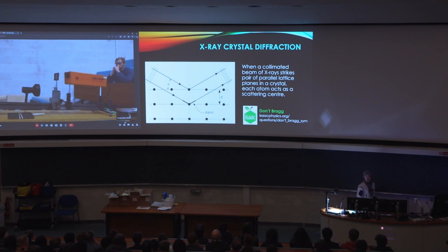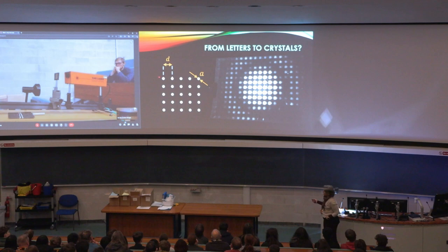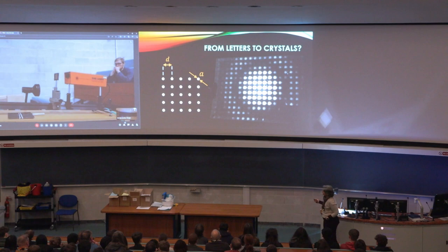Those of you having a go at Isaac Physics outside, there's a really nice question related to this called Don't Brag. That comes from two of our scientists who were here at the Cavendish, in fact father and son, William Henry and William Lawrence Bragg, who came up with this theory for crystals. So imagine this square array is layers of a crystal, where we've got atoms in one layer, atoms in the next layer, atoms in the next layer.